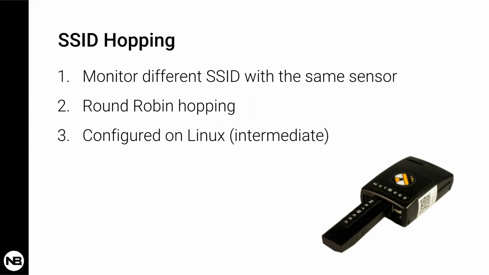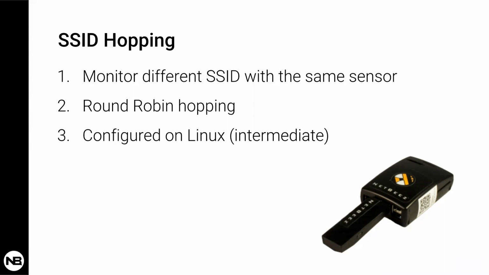So the SSID hopping generally happens in a round robin. What that means is that you monitor and connect the sensor to an SSID for, say, 4 or 5 minutes. Then you move to the other SSID and so on, continuously over and over.